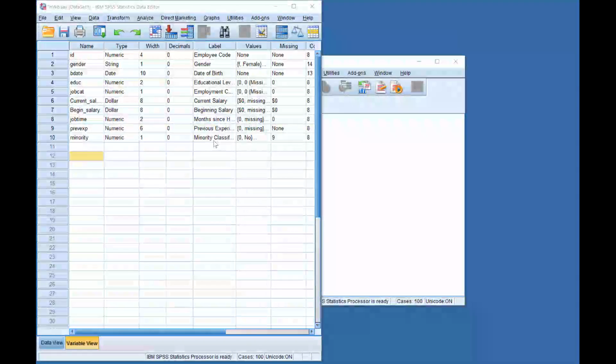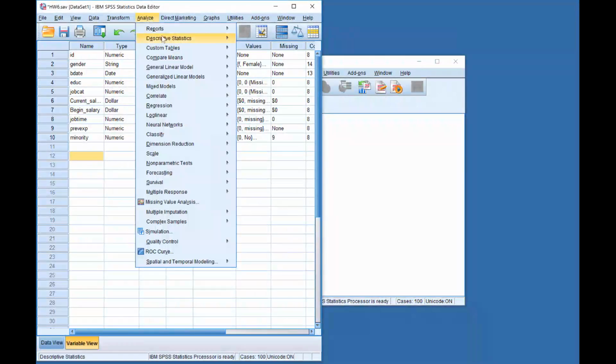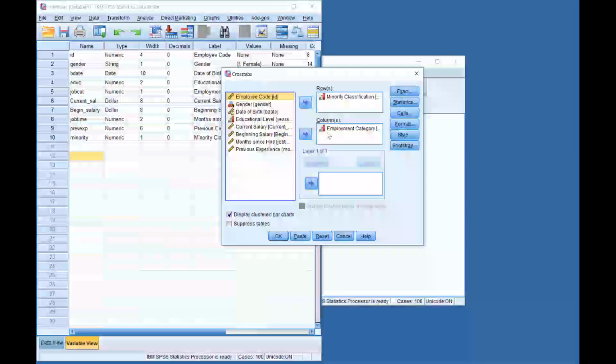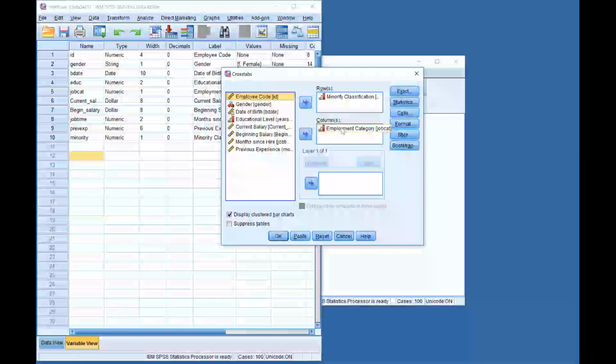To create a crosstab contingency table, we go to Analyze at the top, scroll down to Descriptive Statistics, and further scroll down to Crosstabs. Here we're going to select for our rows minority classification, and for our column employment categorization, which we've brought over here. Also, we want to display clustered bar charts as an illustration of our output data.